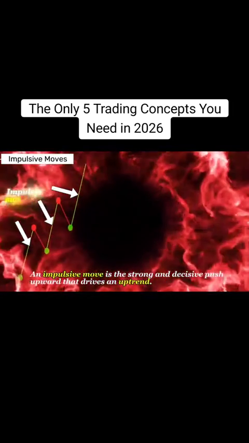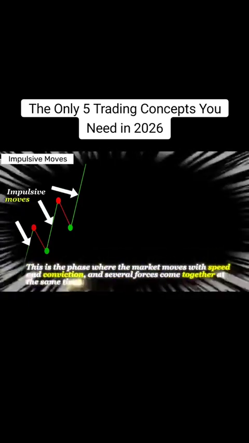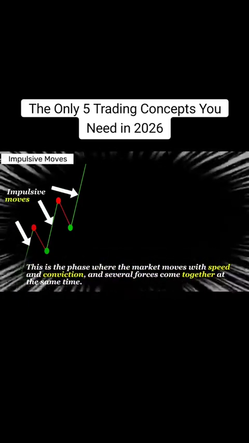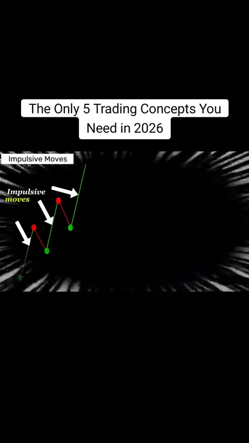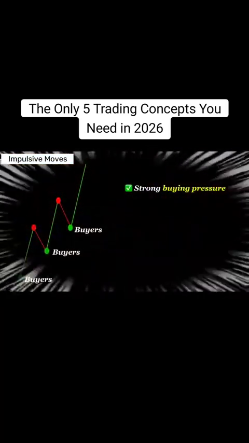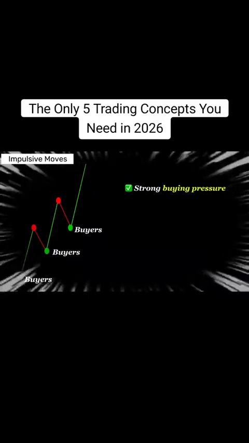An impulsive move is the strong and decisive push upward that drives an uptrend. This is the phase where the market moves with speed and conviction, and several forces come together at the same time. Here's what's really happening during an impulsive move. Strong buying pressure. Large players, retail traders, and automated systems step in simultaneously, creating aggressive demand.